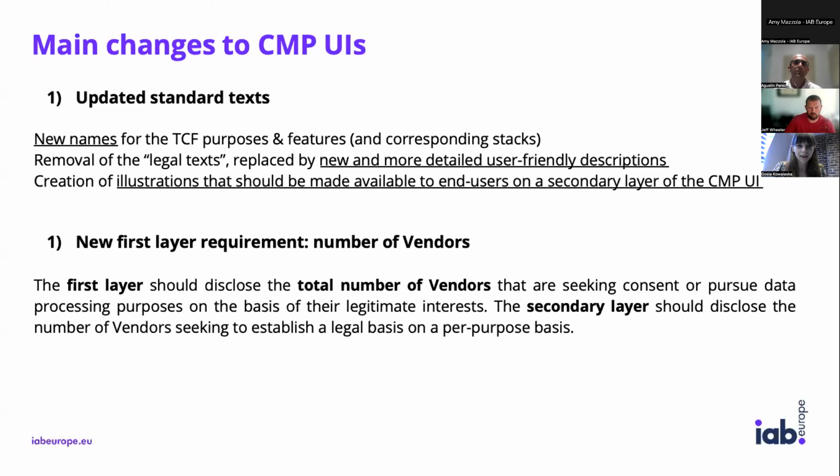So, the requirement regarding the number of vendors. In the first layer, there has to be the total number of vendors that are seeking consent or basing the processing of data on legitimate interest. In the secondary layer of the CMP UI, there has to be the number of vendors on a per purpose basis. So here's the difference.